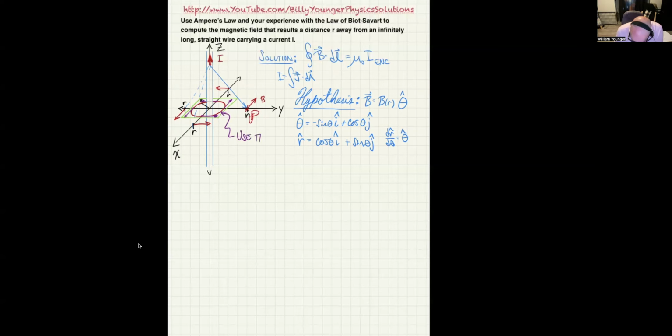Use this path or contour as the curve along which the line integral is computed.